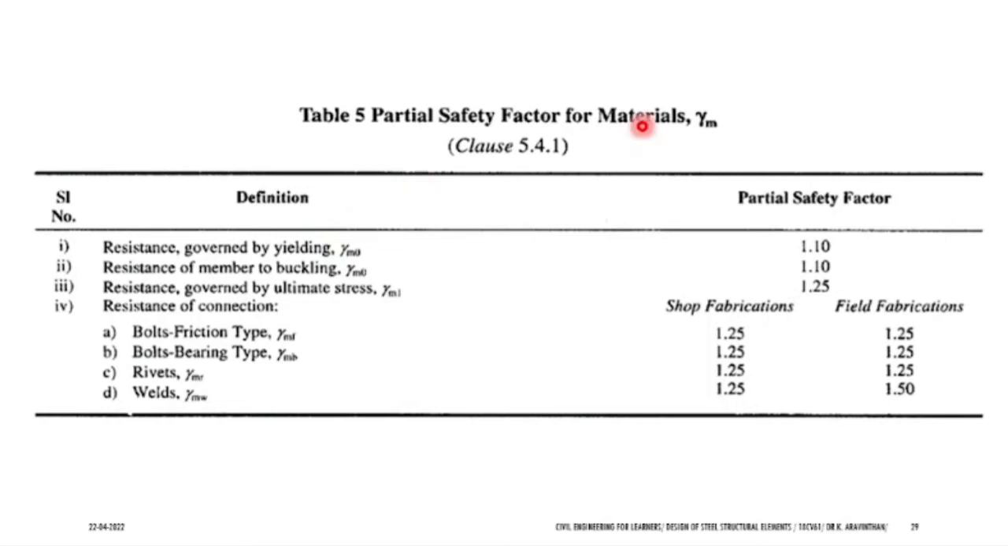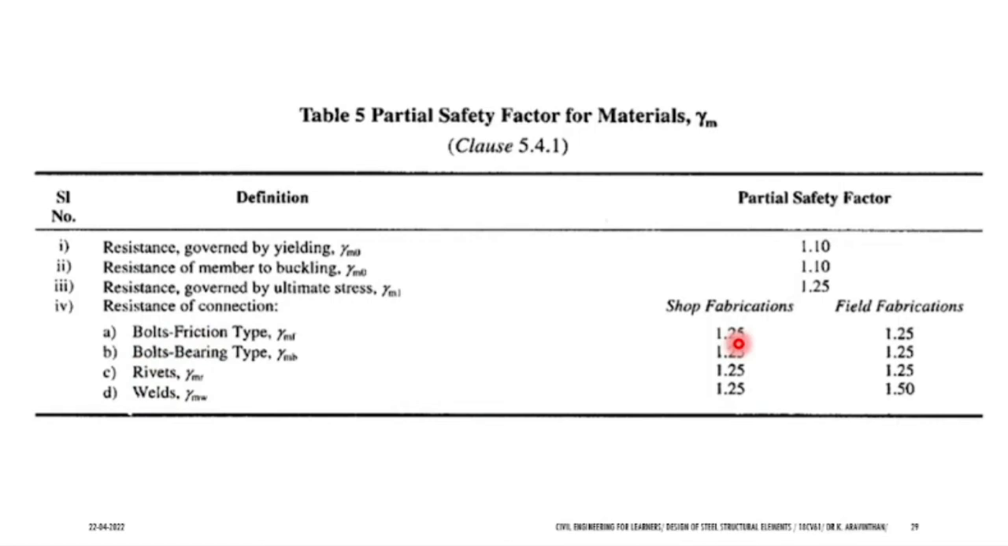So in design of steel structure, two factors you have to use. First one, for whatever load it is having, you have to use the safety factor. Second thing is for material. If you are designing for resistance and governed by yielding, you have to consider the partial safety factor for material as 1.1, and if you are designing for bolt, whether friction or bearing, you have to take 1.25.